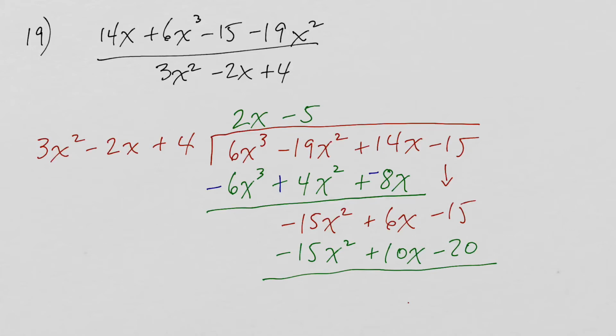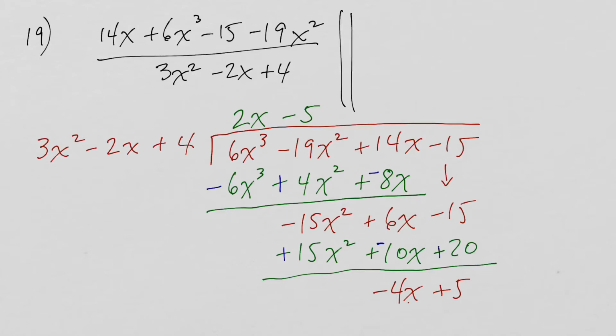Again, because I have those negatives in the bottom row, instead of subtracting, I'll think about it as flipping the sign of the bottom row and adding. And so I end up with, the 15s go away, 6 plus negative 10 is a negative 4x, and negative 15 plus 20 is a positive 5. There's nothing left to drop down, so that's my remainder. And I'm going to fit my answer right up here.